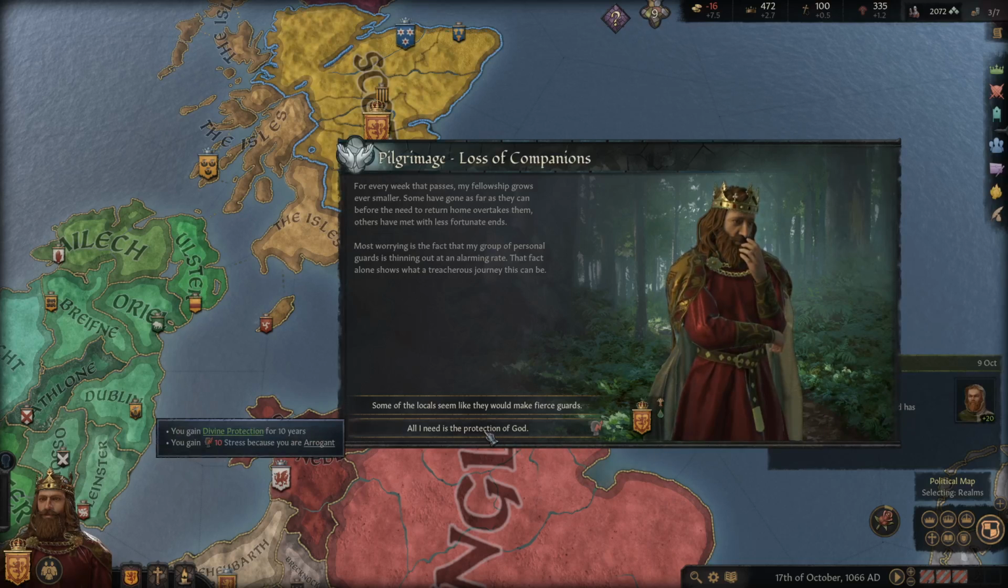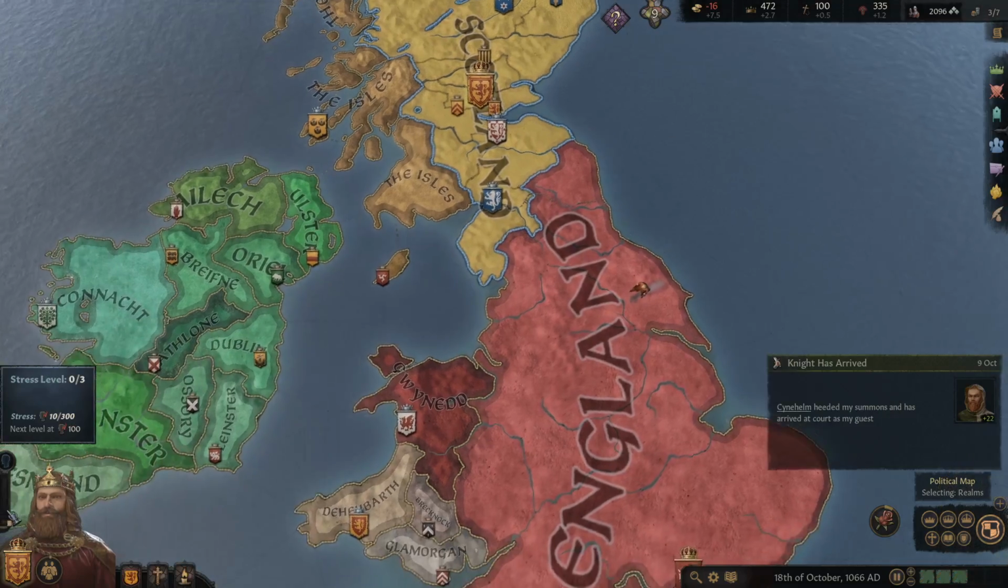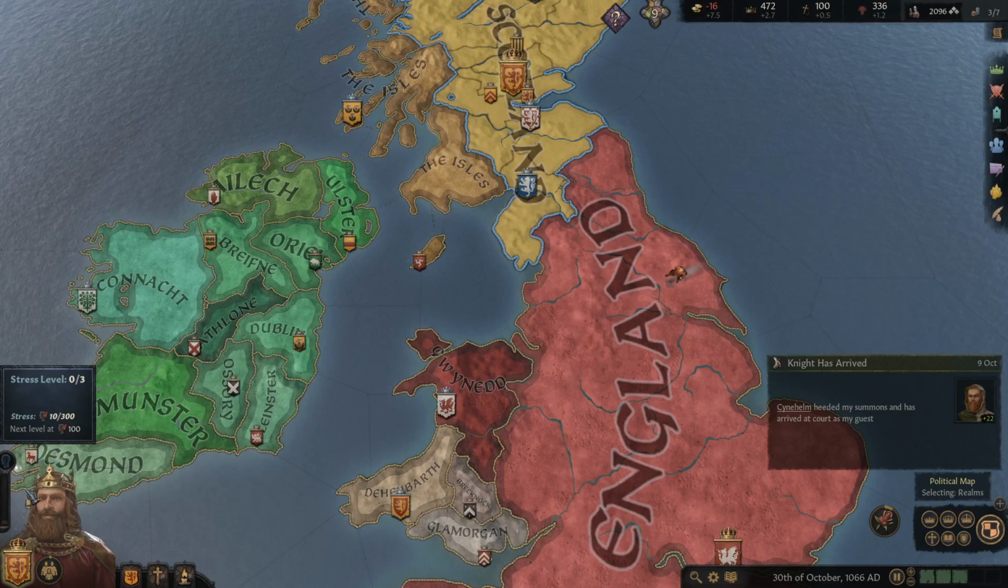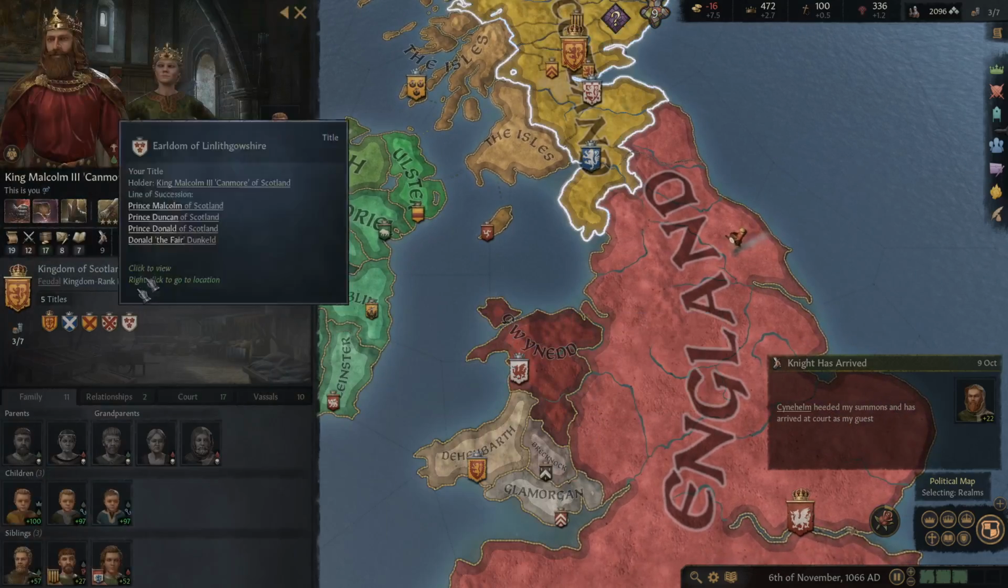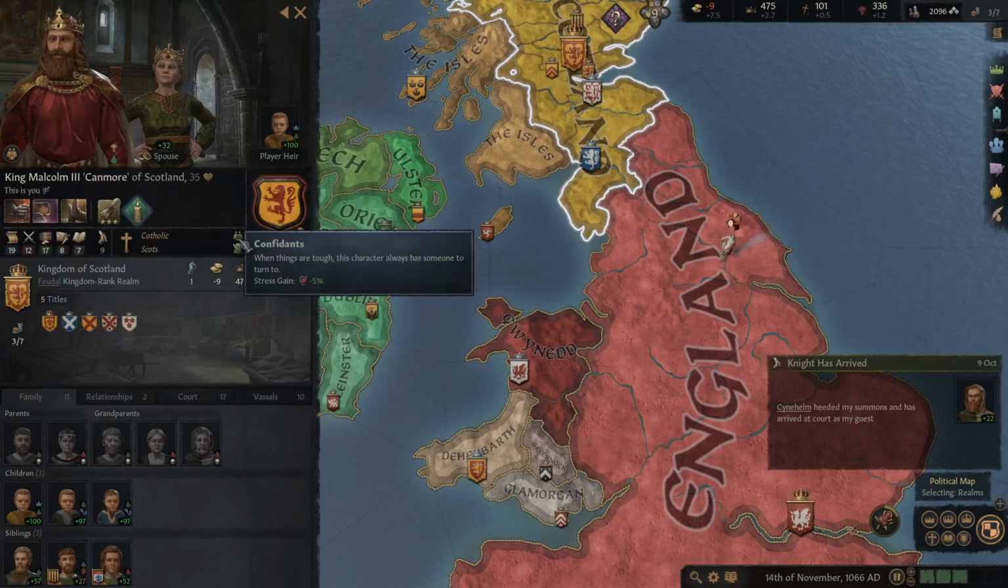Or say all I need is the protection of God, and I will get divine protection for 10 years. I will get 10 stress because I'm arrogant. If anything, me being arrogant, wouldn't that just be like, I don't need guards. Nobody will attack me, and if they did, I'd kill them. But it's fine. A little bit of stress is fine. You know, it's like we're only like 3% to hit a little bit of change towards where it's bad. So I'm not worried. But where is that divine protection modifier?